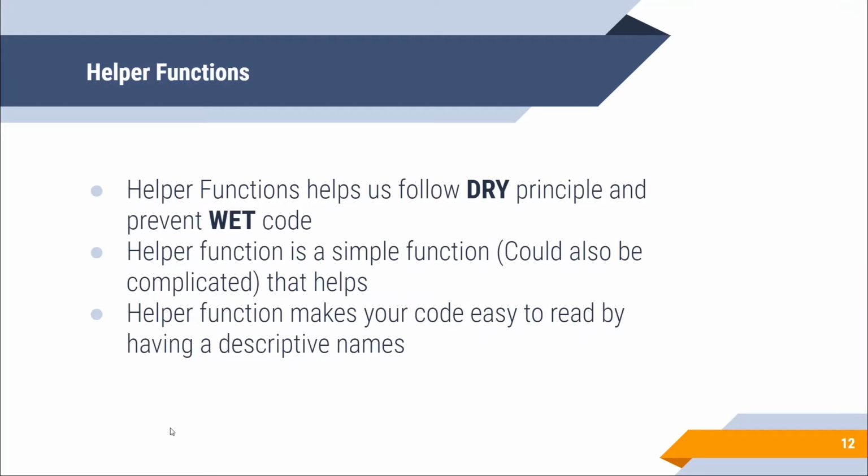Yeah, so helper functions. Helper functions help us follow DRY principles and prevent WET code. A helper function is a simple function, could also be complicated, that helps. Helper functions make your code easy to read by having descriptive names. A helper function basically just helps you prevent writing repeated code, so you can write it once and then use it multiple times.